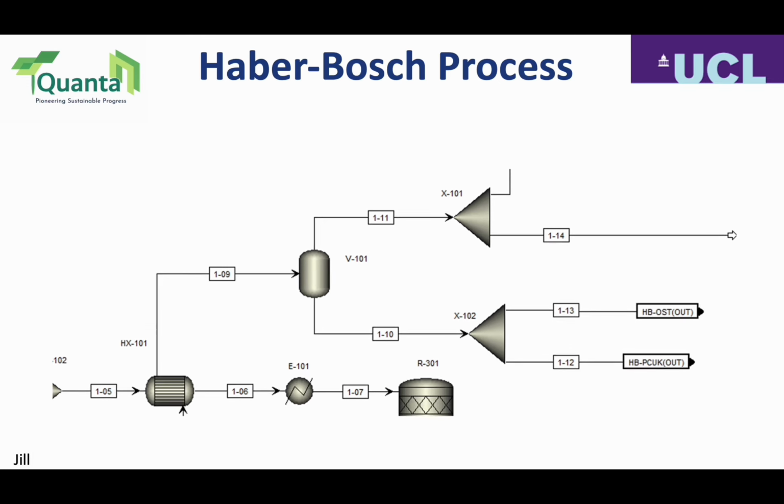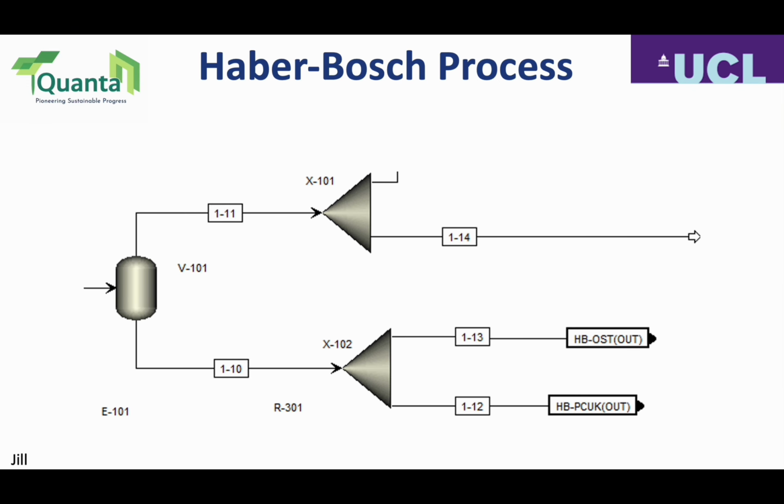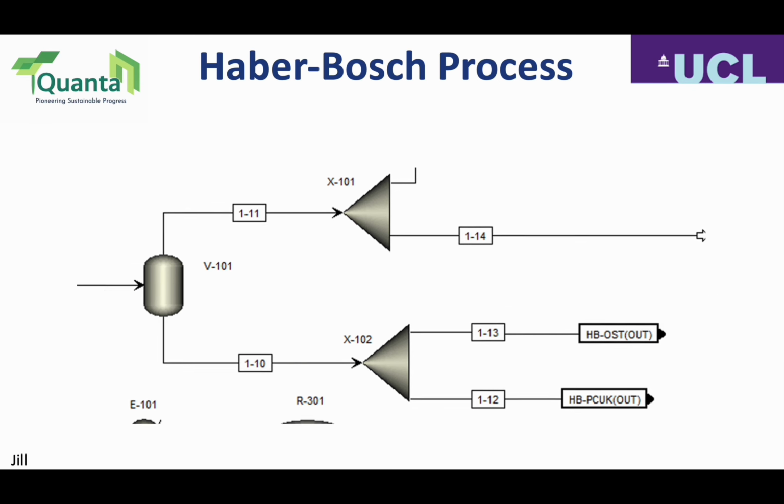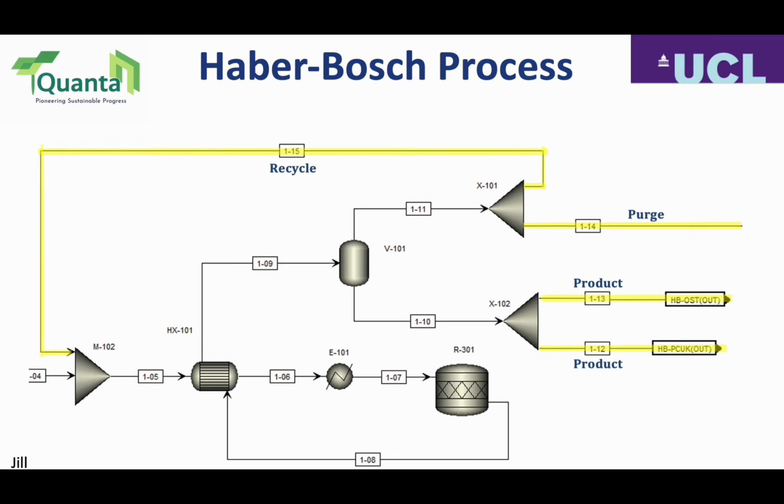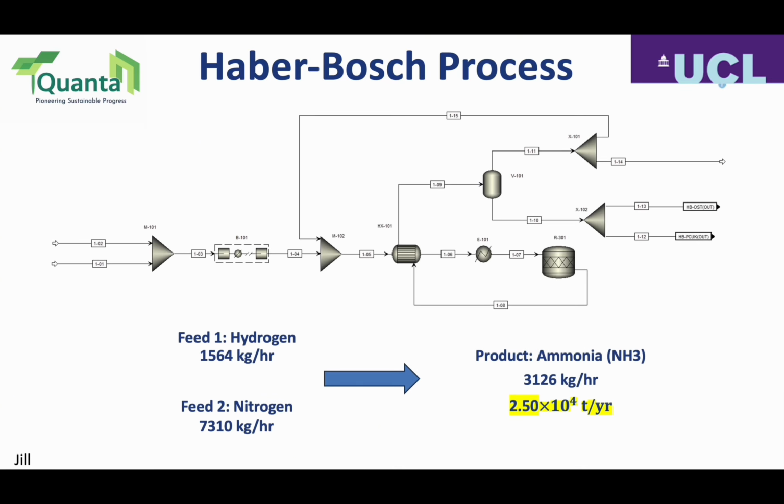The mixture is then condensed in a flash drum so the ammonia becomes liquid while the unreacted gases rise and are recycled and purged. The liquid ammonia is then removed to the on-shown plant and divided into two equal parts. One continues to the Ostwald stage to make nitric acid, and the other continues to the PCUK stage to make hydrogen hydrate. The total production of ammonia is around 2.5 times 10 to the power of 4 tons per year.